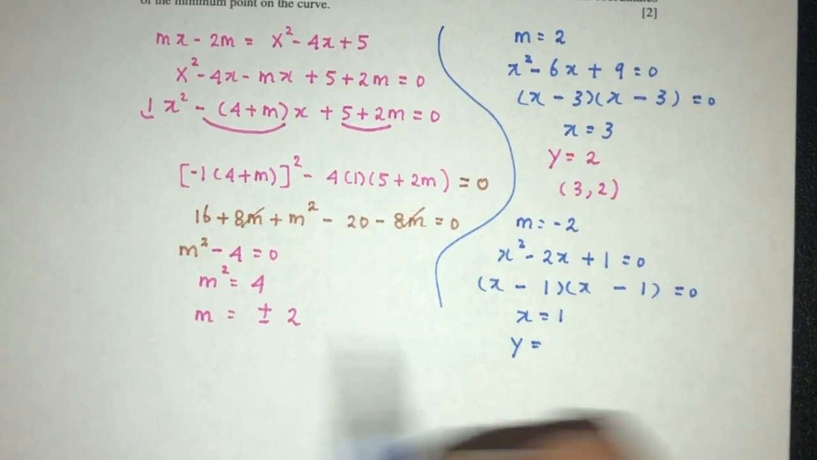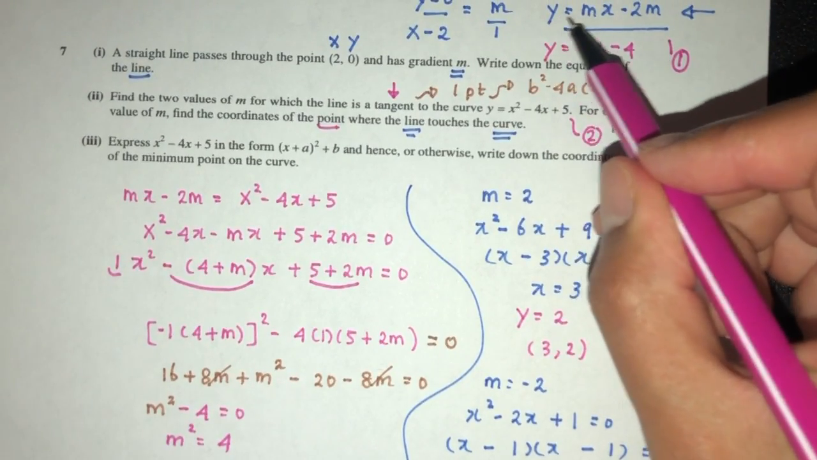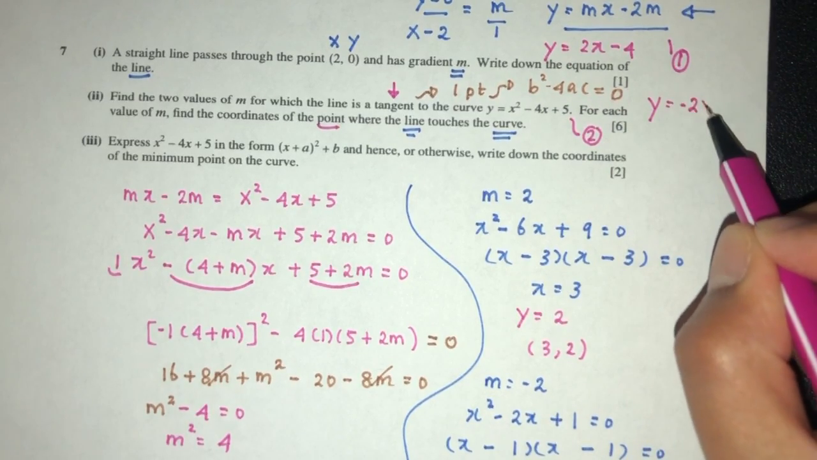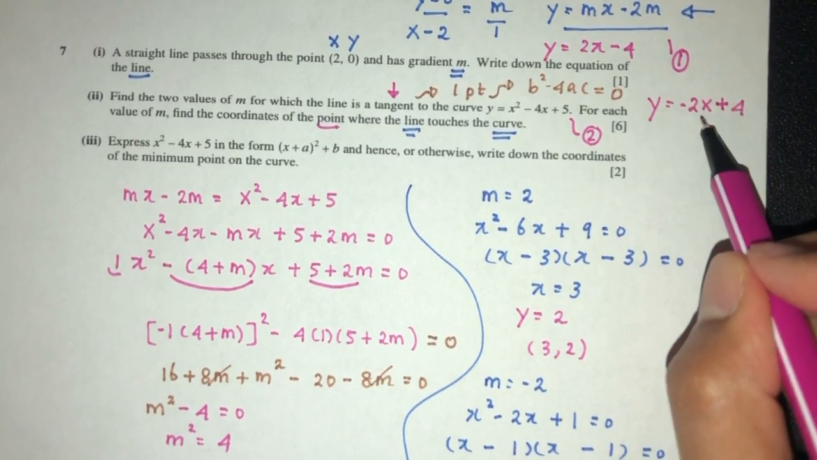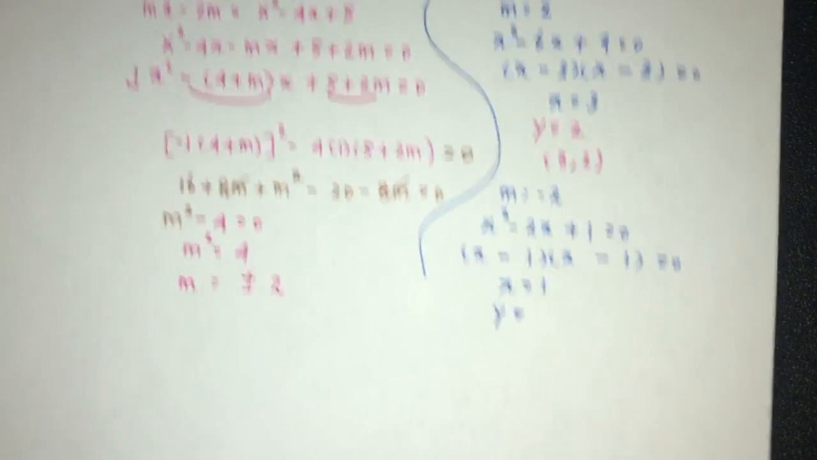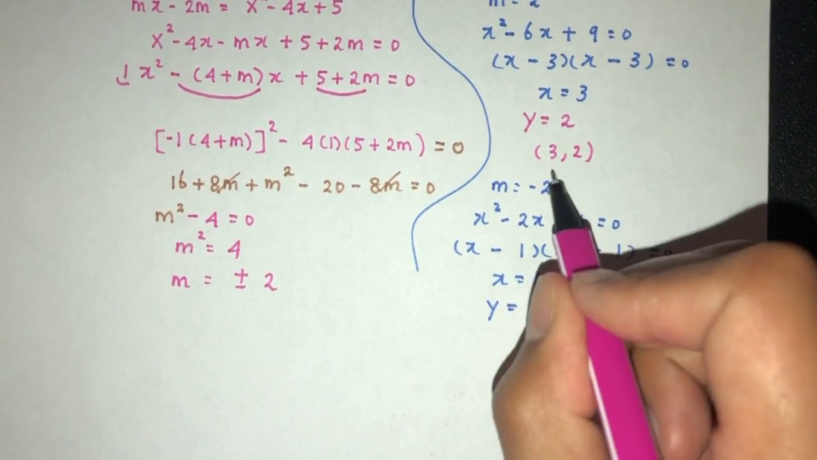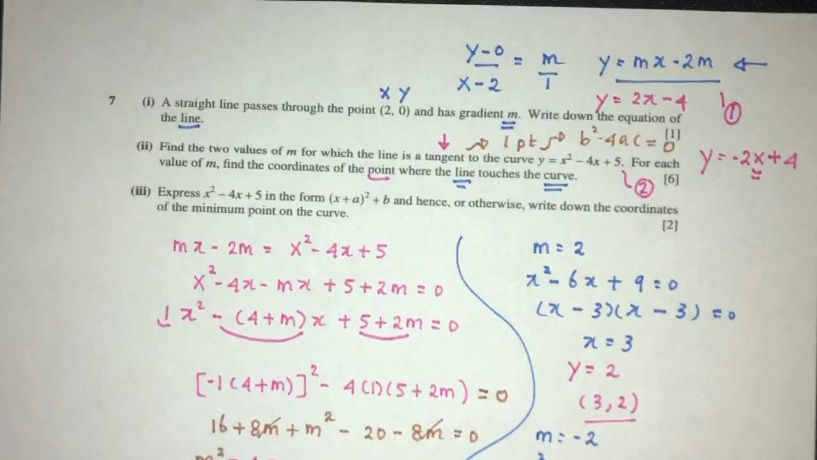y will be what? Replace back in your equation. Here we have y is equal to minus 2x plus the value of 4. Replace here: minus 2 plus 4 is 2. The point is 1, 2. Here you go. These are the corresponding points for each value of m. That is part 2 of your question.